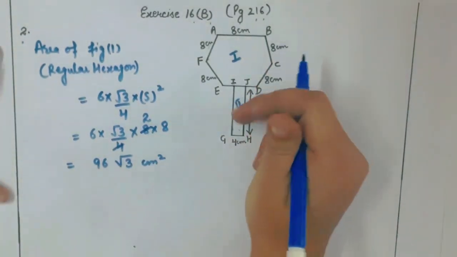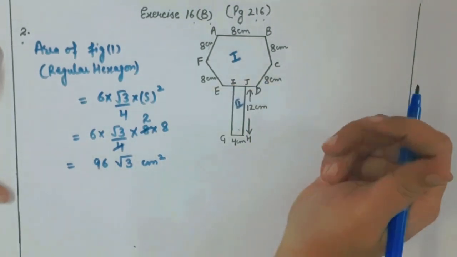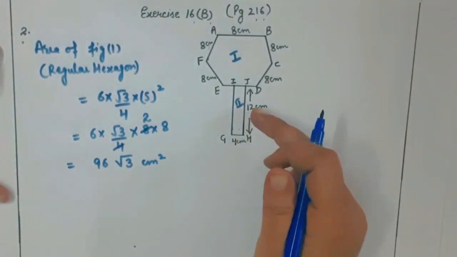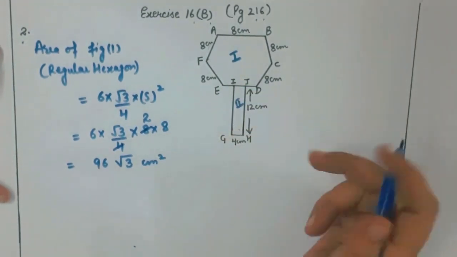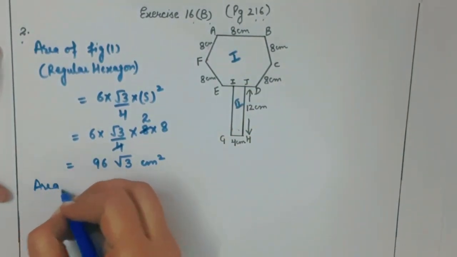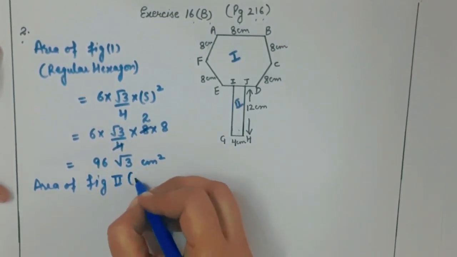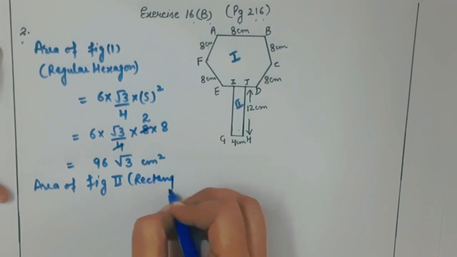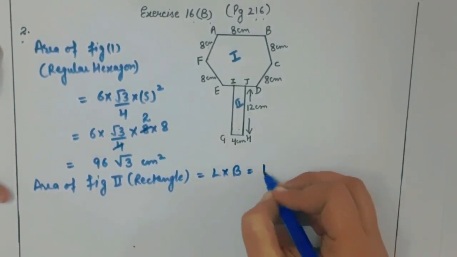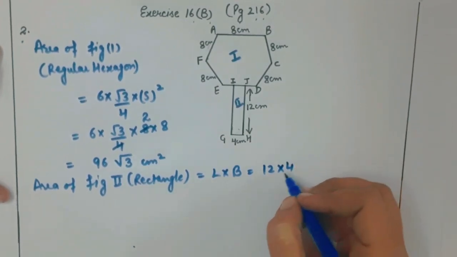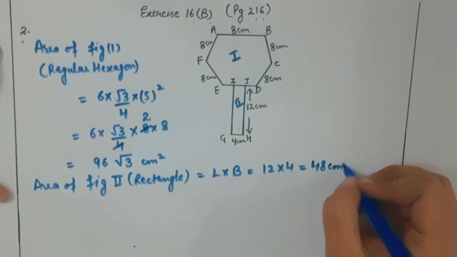Now we have to find out the area of second figure. Now second figure is what? It is a rectangle. So area of rectangle is length into breadth. Length is given, that is 12, and breadth is 4. So area of figure 2, that is rectangle, is equal to length into breadth. Now length is 12 and breadth is 4, which is equal to 12 fours are 48 centimeter square.